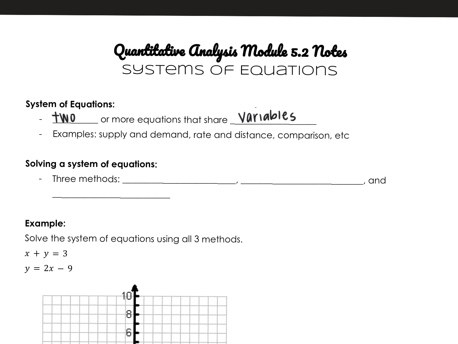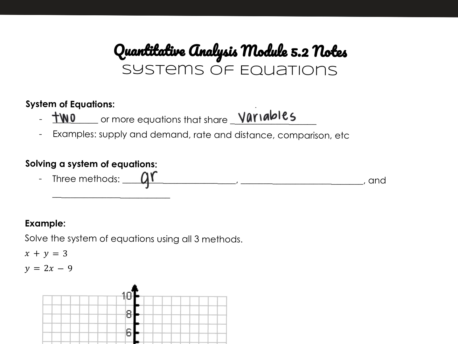Okay. So some very common examples: supply and demand. You can have two or more equations that share variables. Rate and distance. When I was talking about comparison, that's kind of an introduction to what a system is, and there's plenty of other ones. So when you have a system of equations, there are three methods you can use to solve.